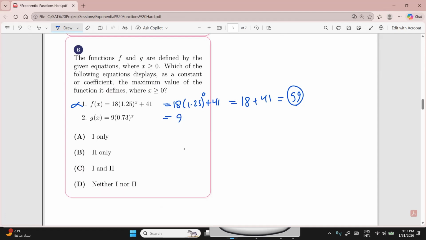The second one, 9 times 0.73 to the power of x, and x here is 0. So any number to the power of 0 is equal to 1. 1 times 9 is 9. Is 9 displayed here? Yeah. So we choose the number 2. That's it. So 2 only is the answer.